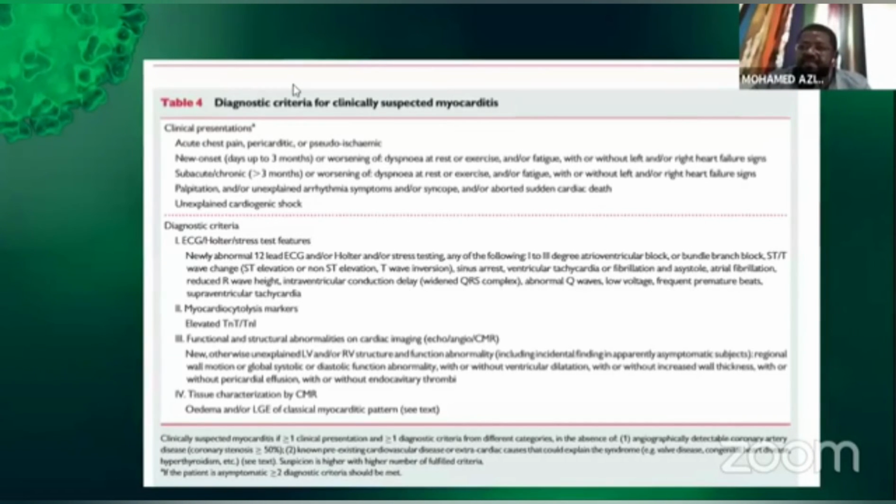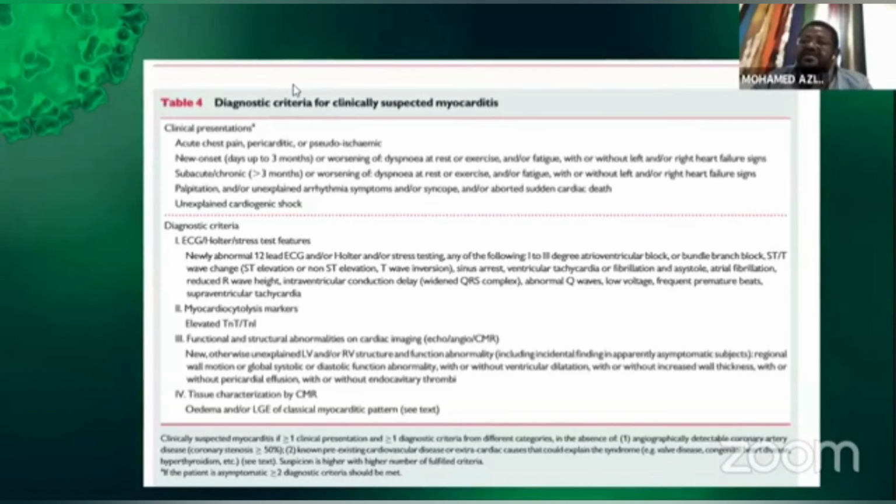So if we get at least one clinical presentation plus one diagnostic criterion, then we can say this is clinically suspected myocarditis. We don't say confirmed myocarditis. We don't say it is definitely myocarditis. It is still clinically suspected myocarditis. The more you get from the clinical presentation and from the diagnostic, we can say it is highly suspected.